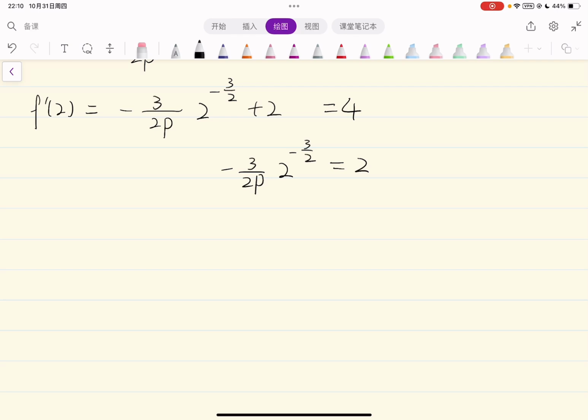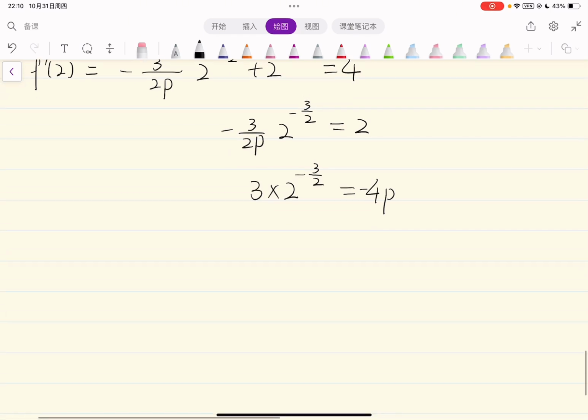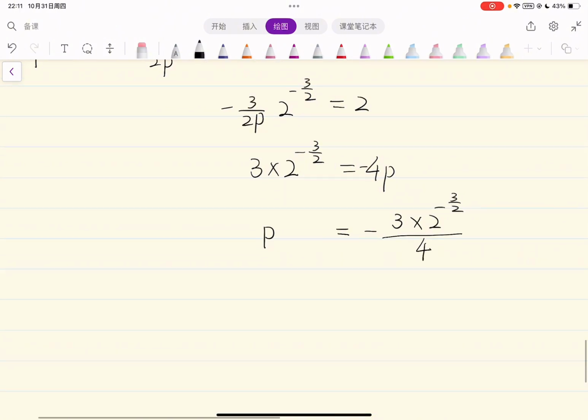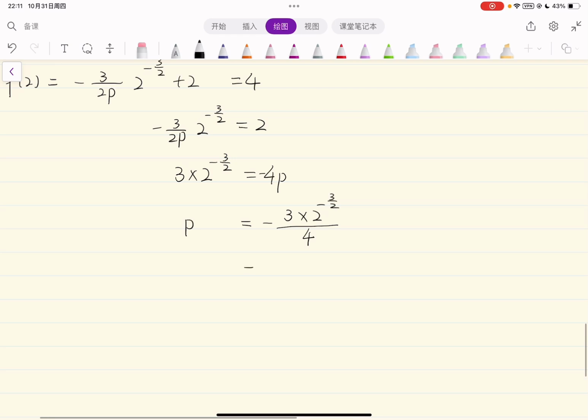Then we have 3 times 2 to the power of negative 3 over 2 equals negative 4p. Thus p equals negative 3 times 2 to the power of negative 3 over 2, and then over 4. That equals negative 3 over 4 times 2 to the power of negative 3 over 2.